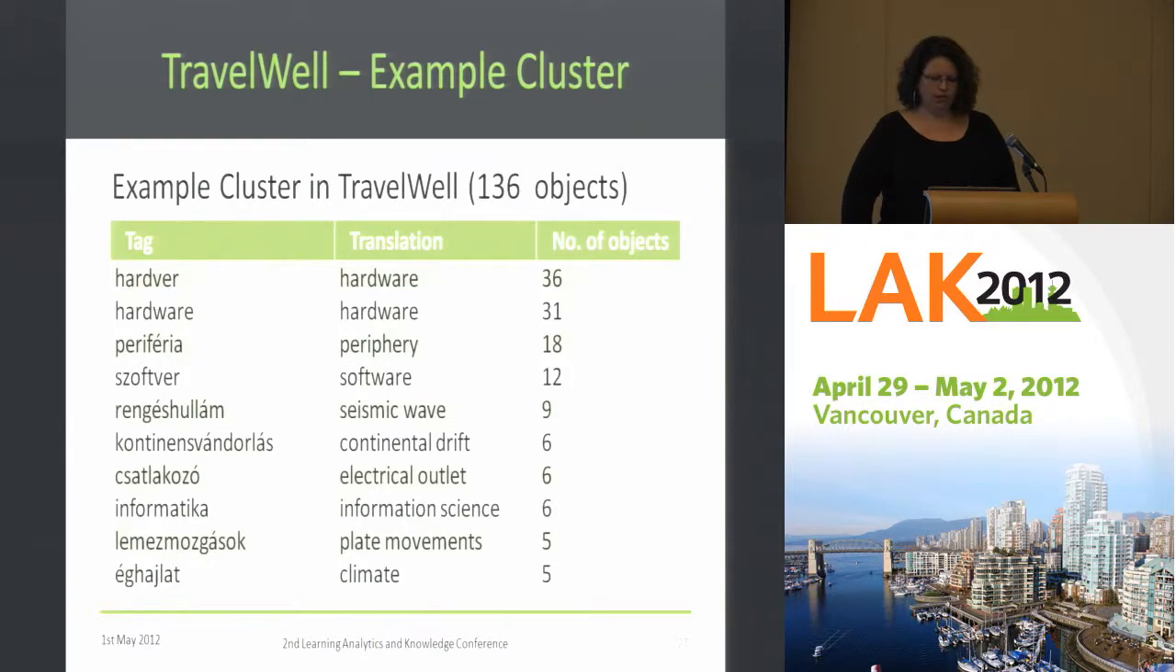They also have a basic computer science course in the school, so you see here hardware, software, so that they get a basic understanding out of it. But in this cluster, we basically have 2 clusters that are not separated, because we also have tags for continental drift, for example, or climate. And this is something that really happens often in TravelWell, and I think this is because we do not have a clear session definition.